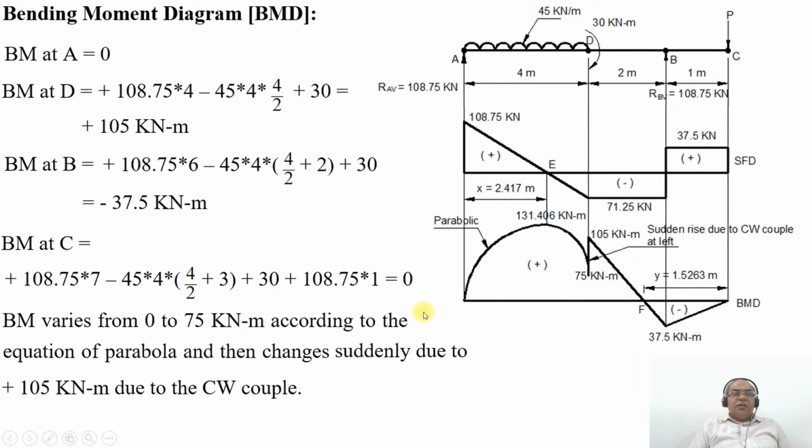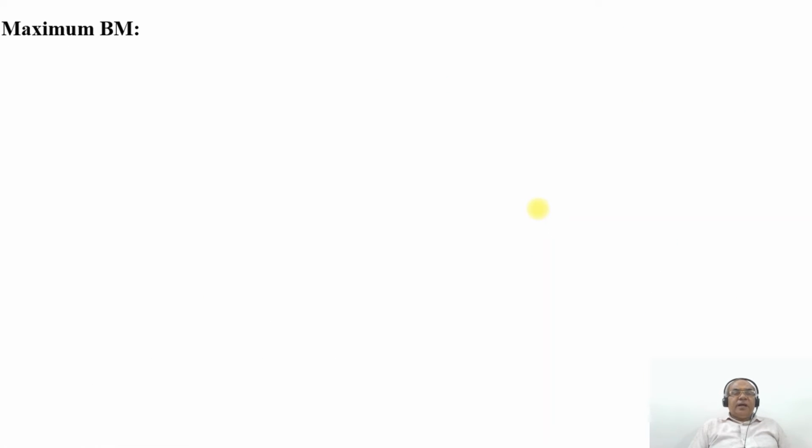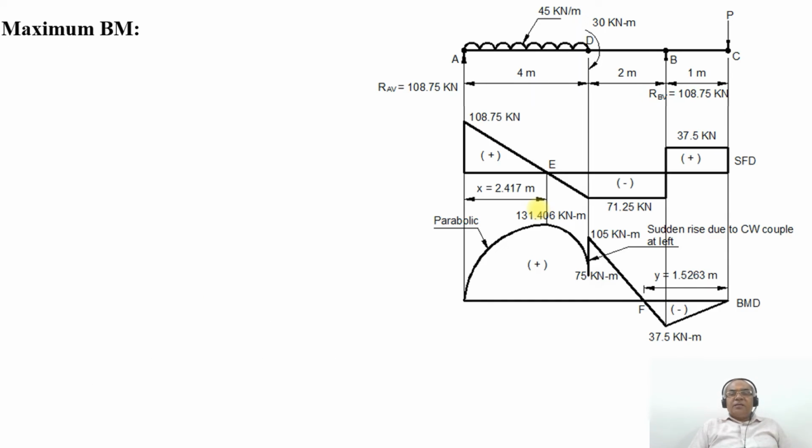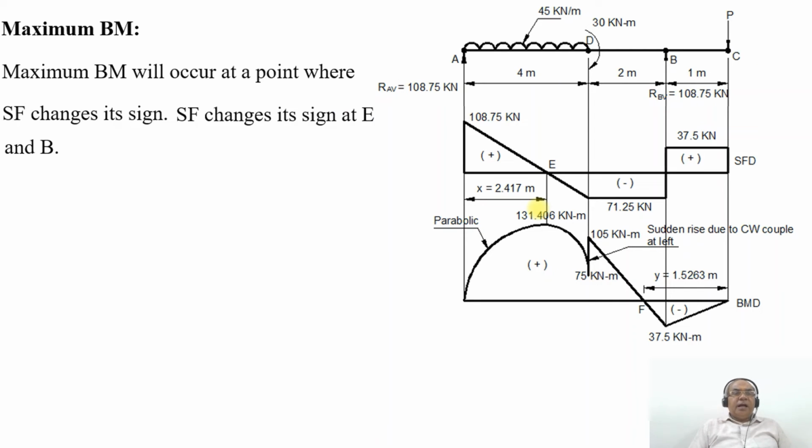Now we want to find out the bending moment varies from 0 to 75 kilonewton meter according to the equation of parabola, and then changes suddenly to 105 kilonewton meter due to couple. So, due to couple, then we have maximum bending moment. The maximum bending moment will occur where the SF changes its sign. SF changes its sign between E and B.